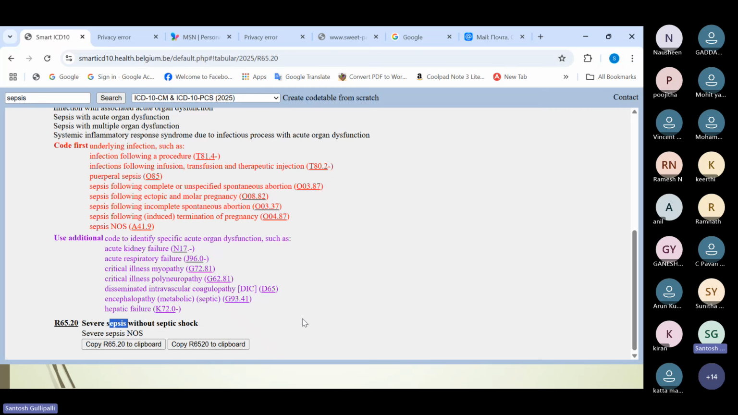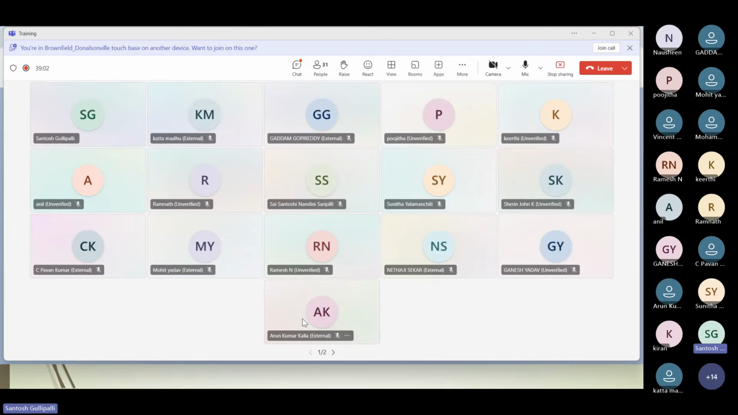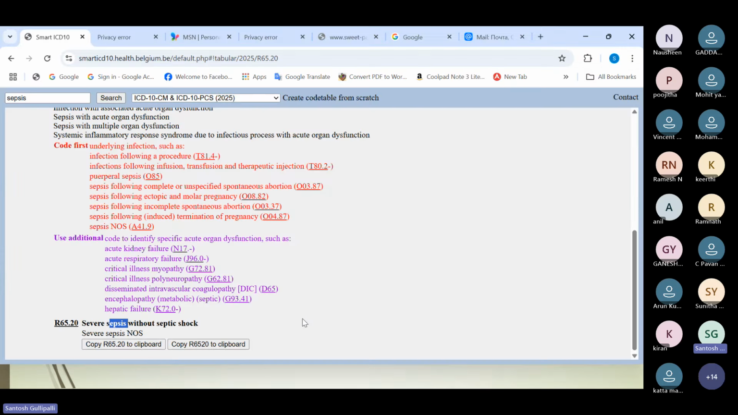The sepsis topic plays a very important role in inpatient coding. In interviews, they ask at least 2 to 3 questions per sepsis topic. In live coding also, we see a maximum of 3 to 5 sepsis charts daily. So sepsis is a very important topic in inpatient coding, and we will discuss it in detail in that specific chapter in coming classes.